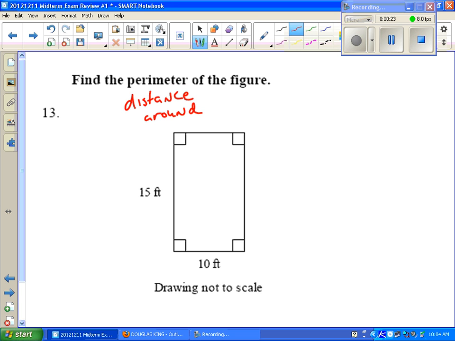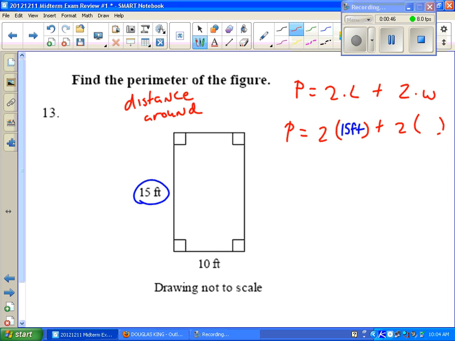Your formula for perimeter is 2 times the length plus 2 times the width. It doesn't matter which one you call length and which one you call width. So your perimeter equals 2 times, let's say our length is 15 feet, plus 2 times your width. We'll call our width the other one, 10 feet.